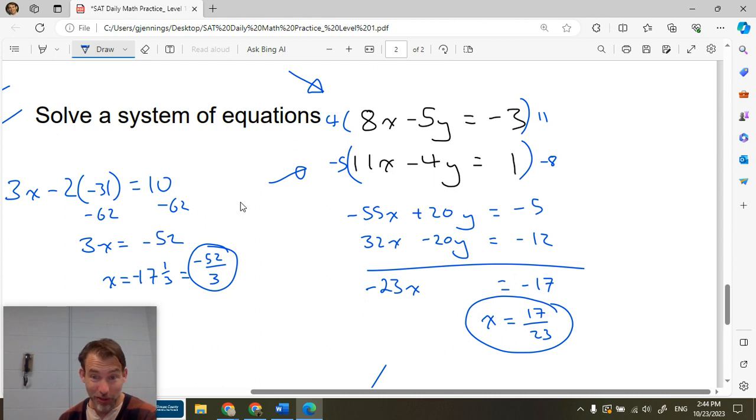Sometimes I find that this is easier than substituting a janky number back in, so I don't have to work with a janky number as much. So here, this will give me 88x minus 55y equals negative 33. And this one, multiplying by negative 8, will give me negative 88x. That will eliminate my x's. Plus 32y.